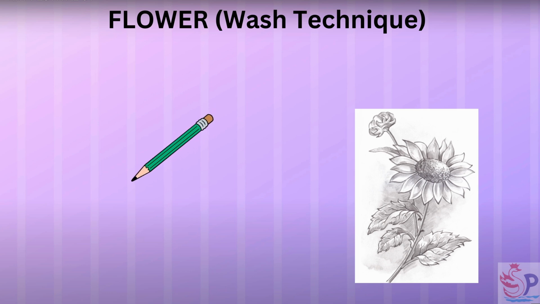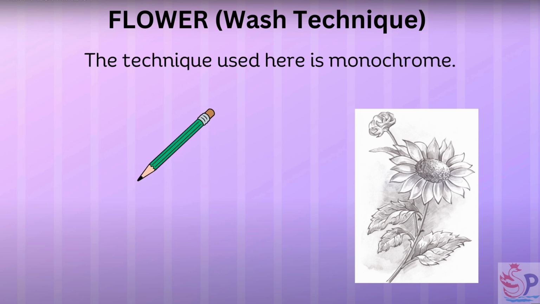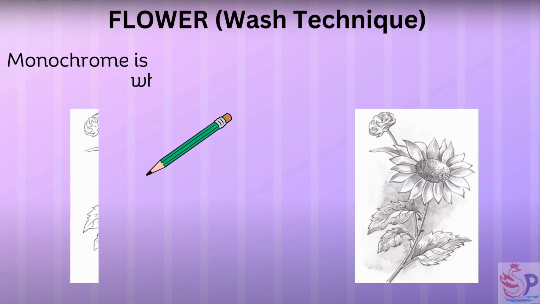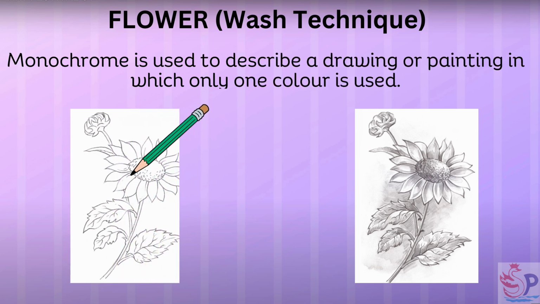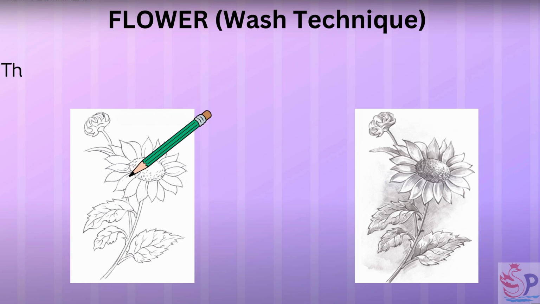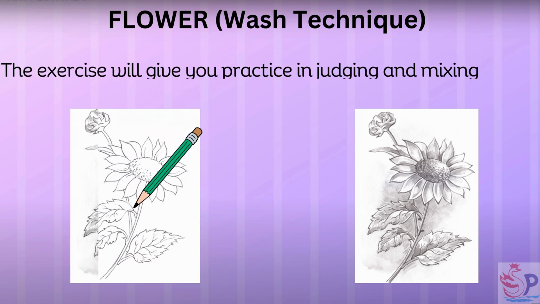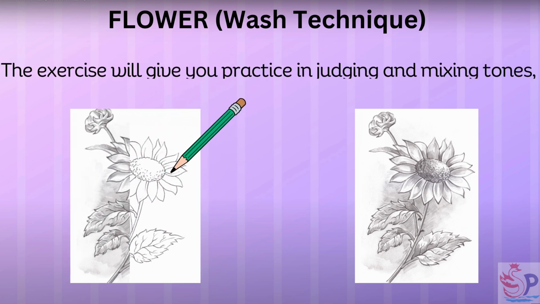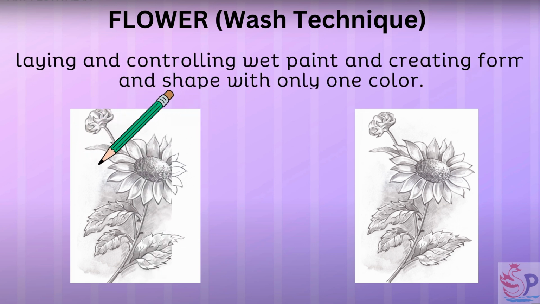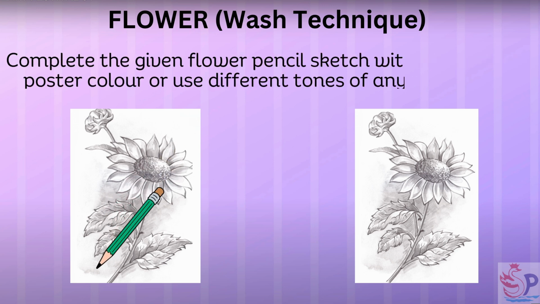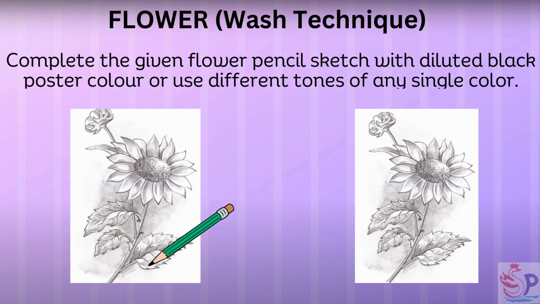Flower, wash technique. The technique used here is monochrome. Monochrome is used to describe a drawing or painting in which only one color is used. The exercise will give you practice in judging and mixing tones, laying and controlling wet paint and creating form and shape with only one color. Complete the given flower pencil sketch with diluted black poster color or use different tones of any single color.